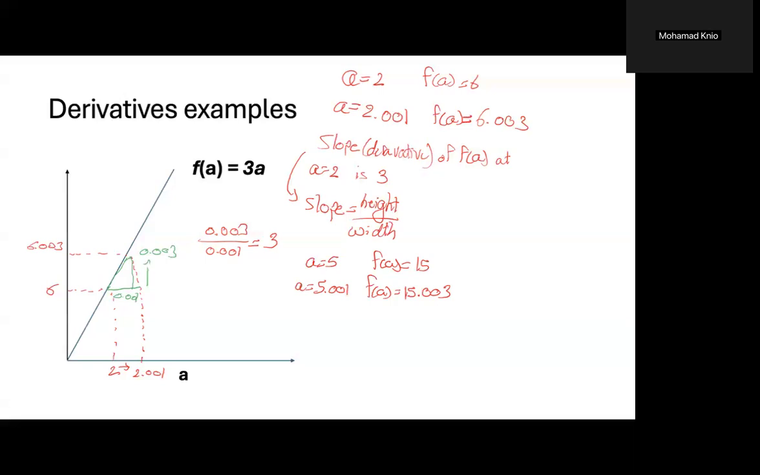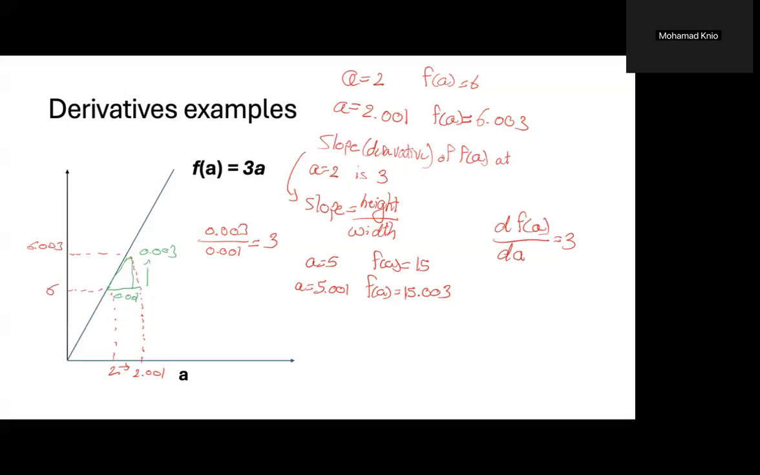The way we write this is like this: d of f of a over da is going to be 3. All this equation means is that if I set a number, then I expect f of a to go up by 3 times as much as I nudge the value of a.